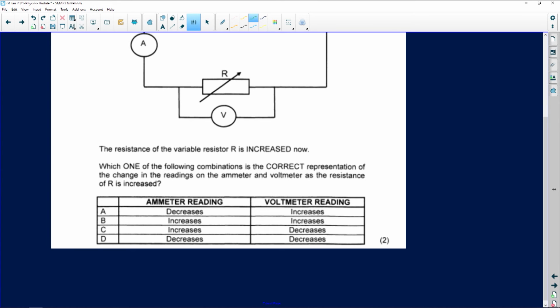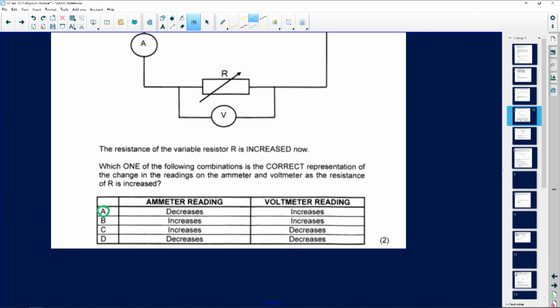A, the ammeter will decrease, voltmeter will increase. B, the ammeter will increase, the voltmeter will increase. C, the ammeter will increase, the voltmeter will decrease. D, the ammeter will decrease and the voltmeter will decrease. The correct answer to 1.9 is number A. The ammeter will decrease and the voltmeter will increase.